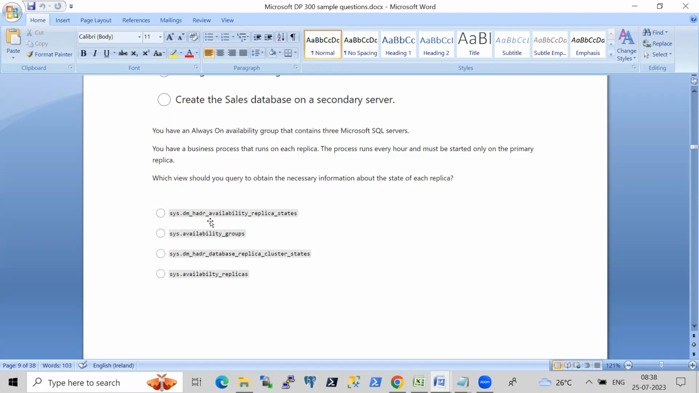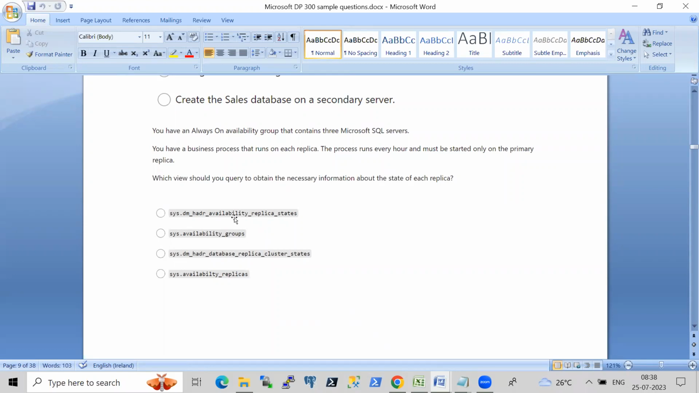Straight away, we can ignore sys.availability_groups because he's asking about replicas information. This is replica cluster states, so we can ignore this also. We are left with only two options: sys.availability_replicas and sys.dm_hadr_availability_replica_states. If you are making use of DMVs, you can answer this. Otherwise, you will get confused between these two.